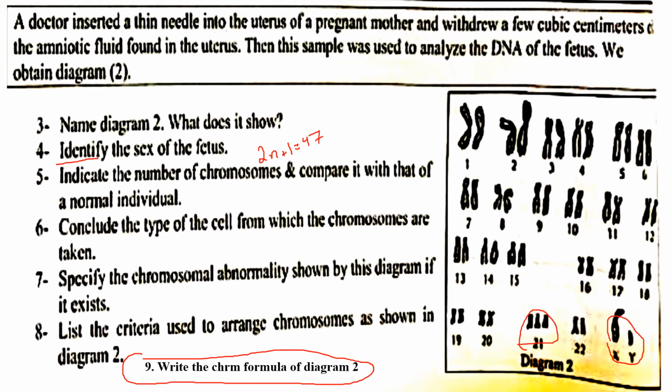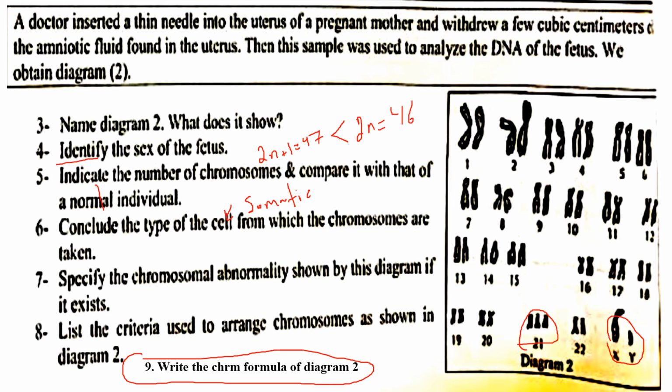Compare it with that of a normal individual. The 47 is more than a normal individual who has 46 chromosomes. Certainly I must write them as a text. Conclude the type of the cell from which the chromosomes are taken, meaning if diploid or haploid cells, if somatic or gametes. Certainly we have somatic cells, which are diploid cells, because as you can see here in the diagram, I have 2 copies of each chromosome, or the chromosomes are arranged in pairs.